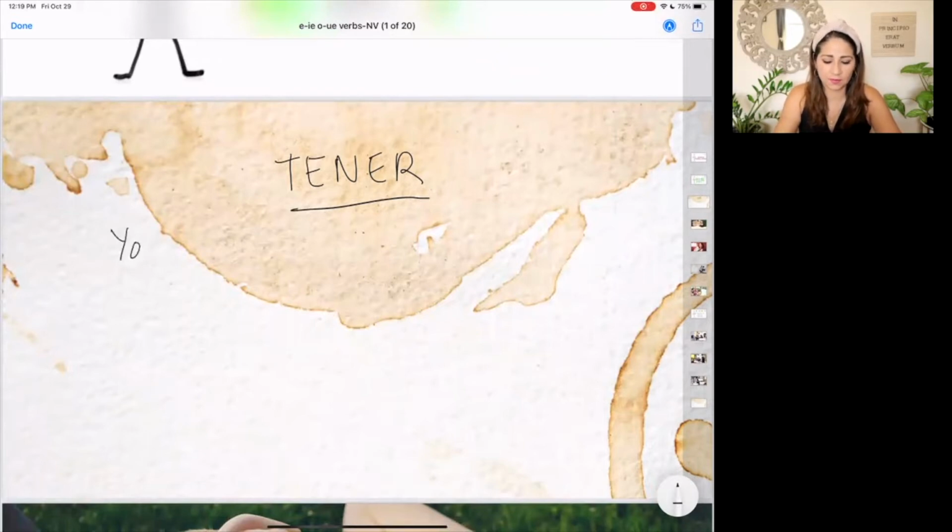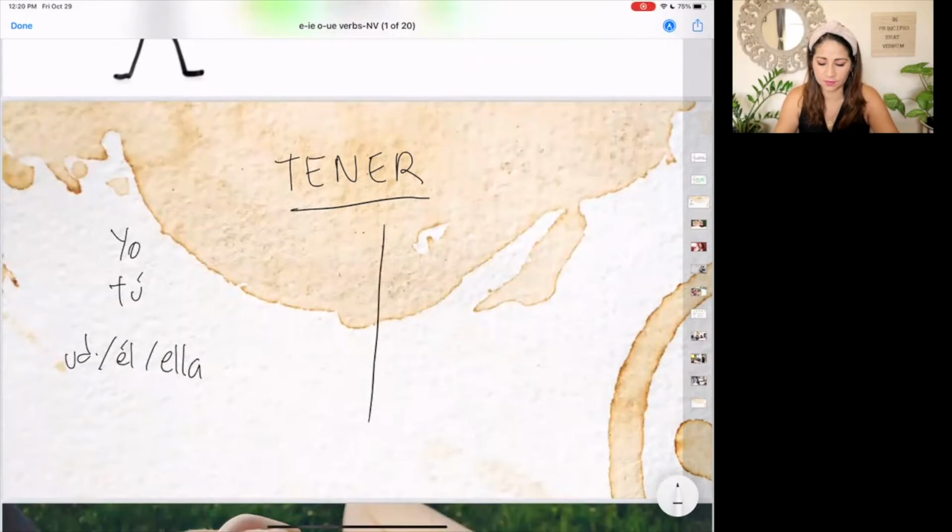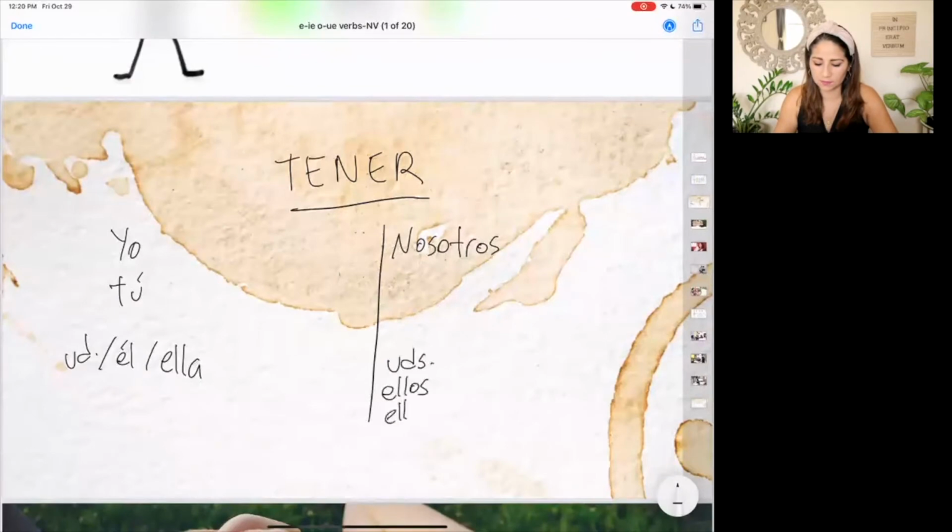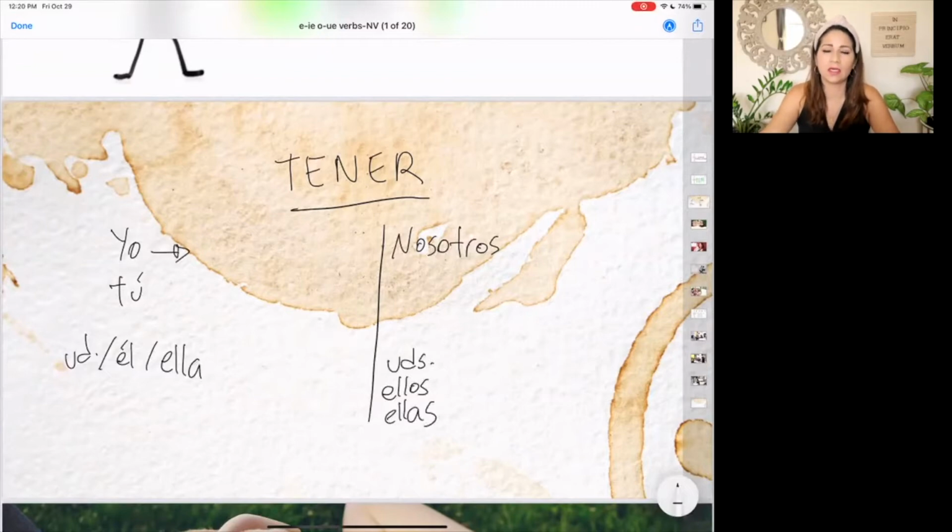So for example, let's do our little conjugation chart that we usually do with all verbs. And then we have nosotros, ustedes, ellos, y ellas. Okay, so if it's about me, I have, let's say, a black car, I could say, yo tengo un carro negro.